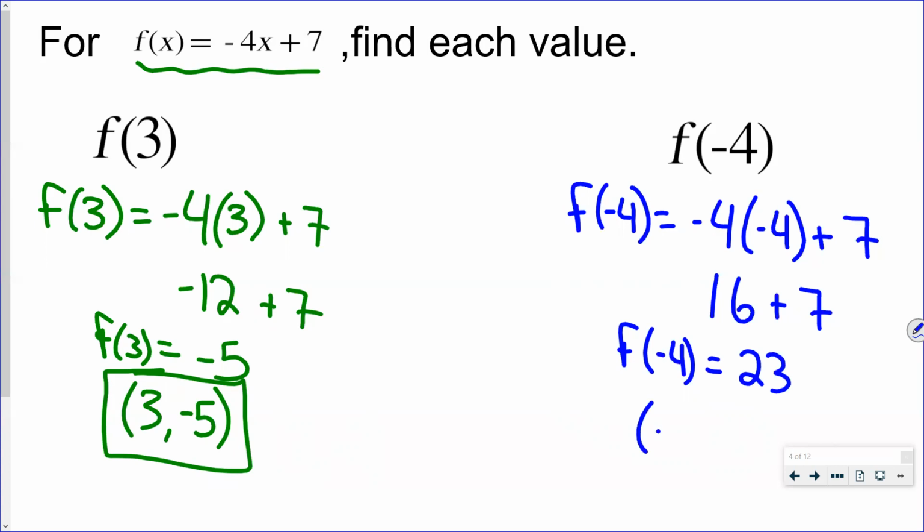So when our input is -4, our output is 23. This is how we do it. We take the function given to us. We take the value they tell us to substitute in for x. We input it, and we get our output.